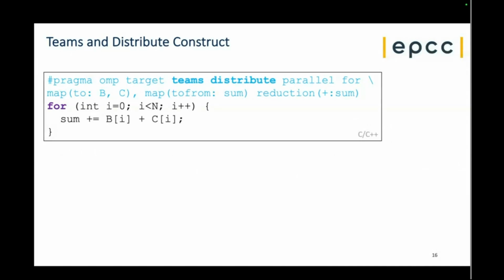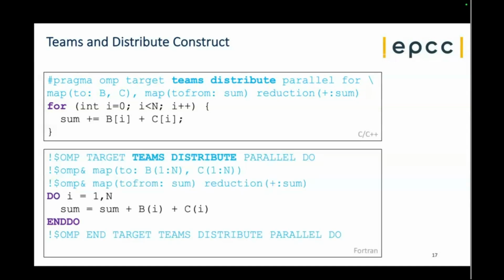So in this example, you can see first we use target, so run this on the device. Then we have to tell it to create different teams. So we add the teams directive. Then we want to distribute all of these teams across all the compute units. So don't put all your teams on the same compute units, spread them around the GPU.